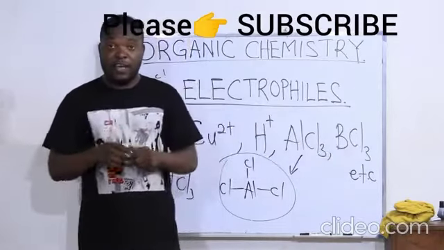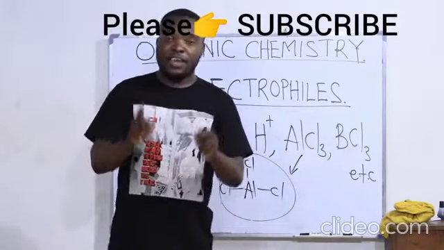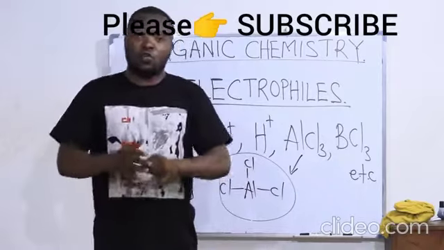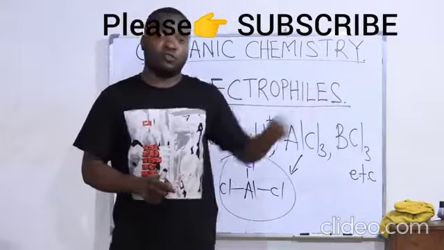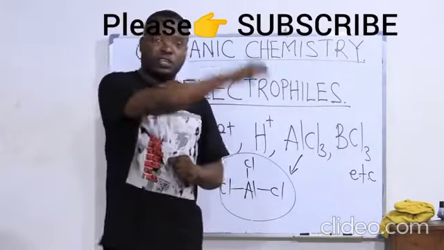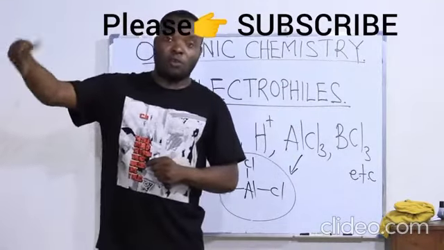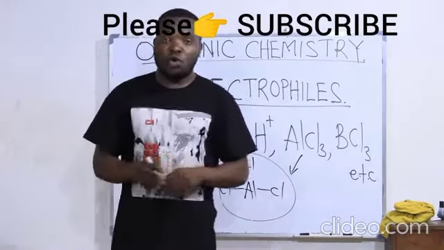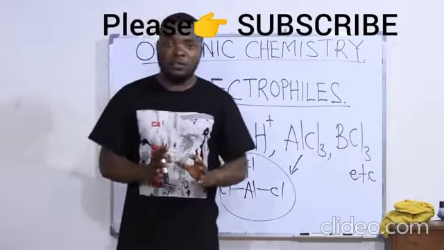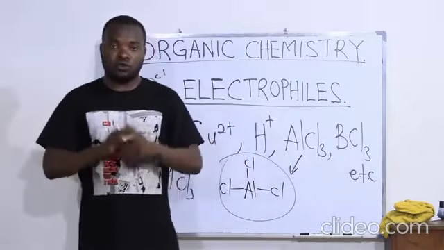Don't forget this. Electrophiles are electron deficient substances which are capable of accepting electron from an electron-rich substance. When electron is donated to them by a substance that has more electron, they are ready to accept. In the next video, we are going to explain the meaning and examples of nucleophiles.